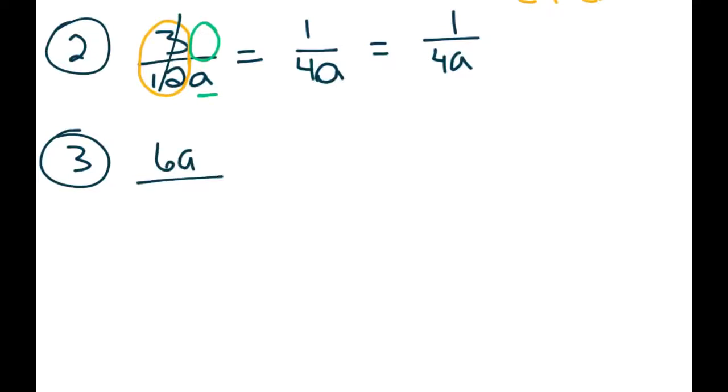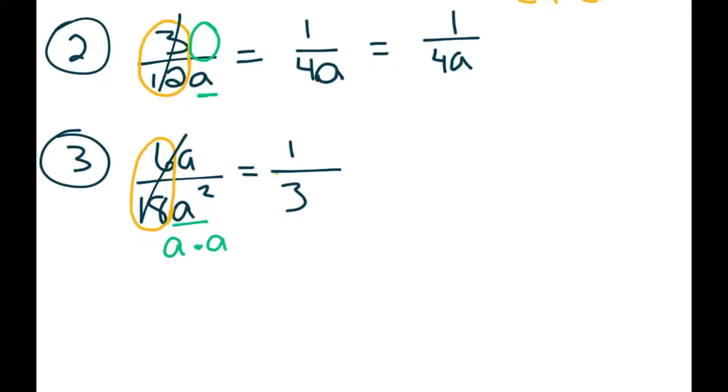6a over 18a squared. All right, so again, we're going to start with the numbers. 6 over 18 reduces to 1/3. Okay? So that takes care of those. Now, this a squared is the same thing as a times a. So if you can't remember your exponent rules, you can write it out like this, and this a cancels with that a. That leaves us a single a on the bottom. There's nothing up top. So I am going to bring that a on the bottom over here.